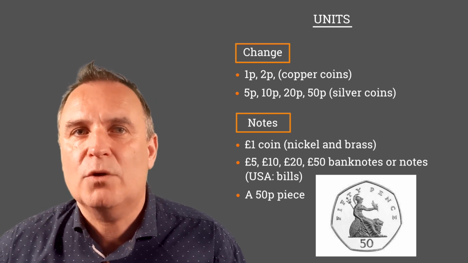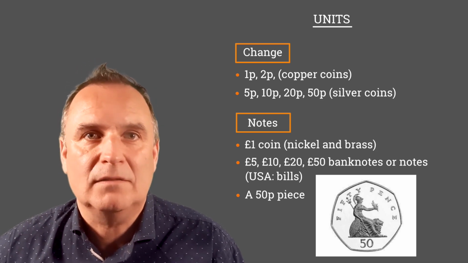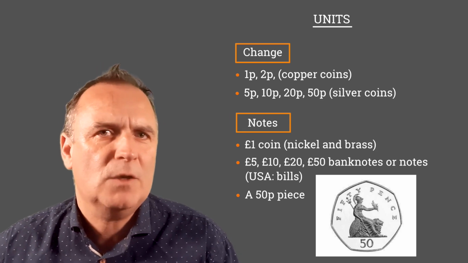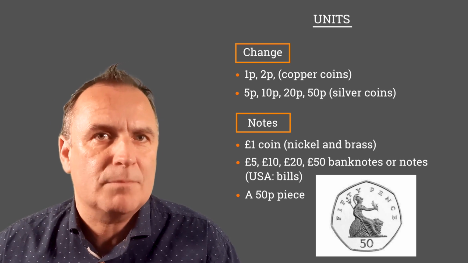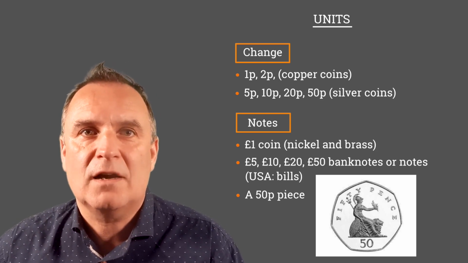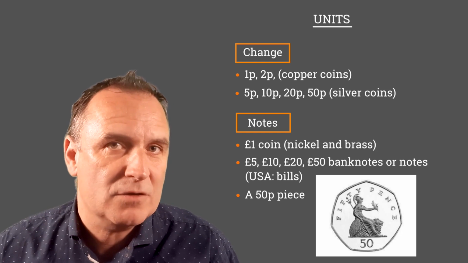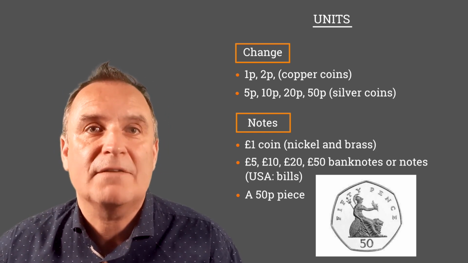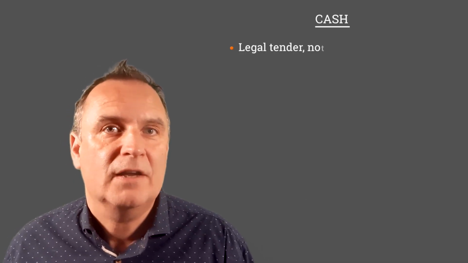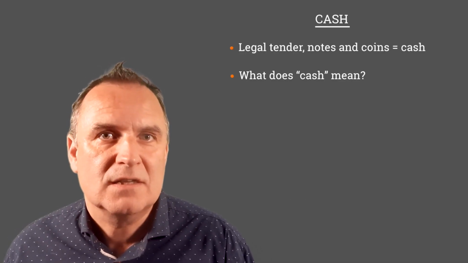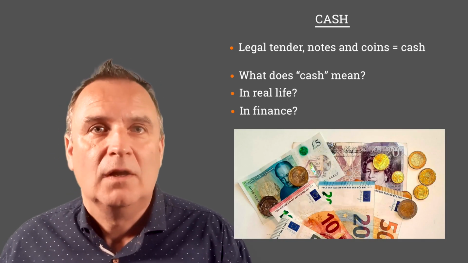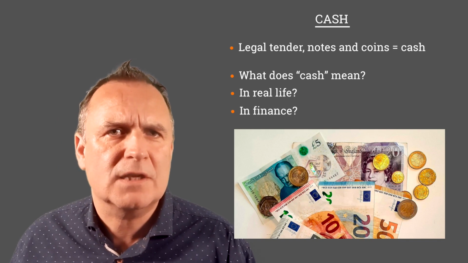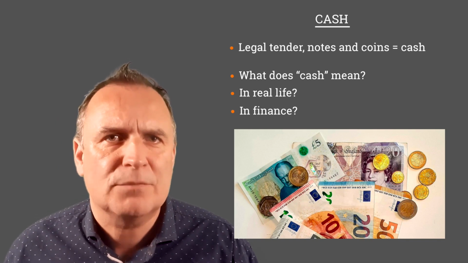In the US, you often hear the word bill, a bill for a banknote. Most commonly, we just say a note. And for the Great Britain pound, the available notes are a £5 note, a £10 note, a £20 note, and a £50 note. So the legal tender of a country has several denominations, some in coin form and some in note form. And all of this together, of course, in everyday language, we call cash, right?